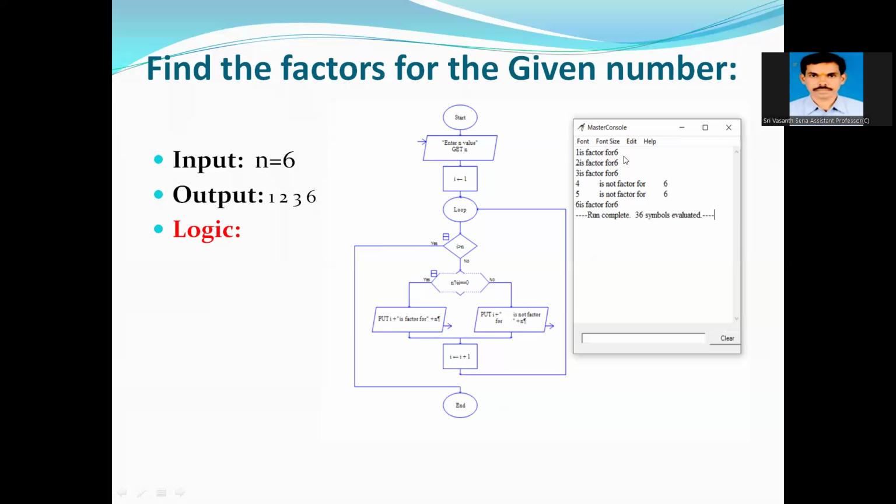So 1 is a factor of 6, 2 is a factor of 6, similarly 3 is a factor of 6. 4 is not a factor of 6. 5 is not a factor of 6. 6 is a factor of 6. So I am displaying the factors of the given number in this program.